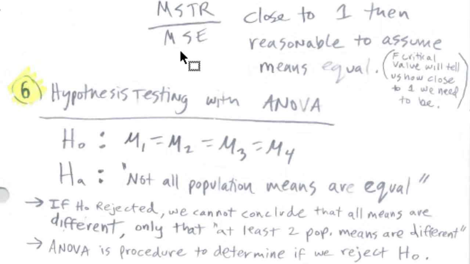Now, hypothesis testing with ANOVA, the null hypothesis is going to be mu sub 1 equals mu sub 2 equals mu sub 3 equals mu sub 4. And the alternative hypothesis will be not all population means are equal. But really what this means, if we reject the null hypothesis, we cannot conclude that all means are different, only that at least 2 population means are different.